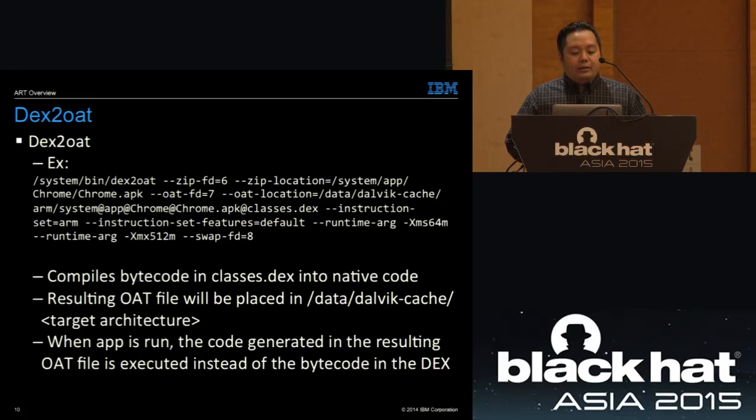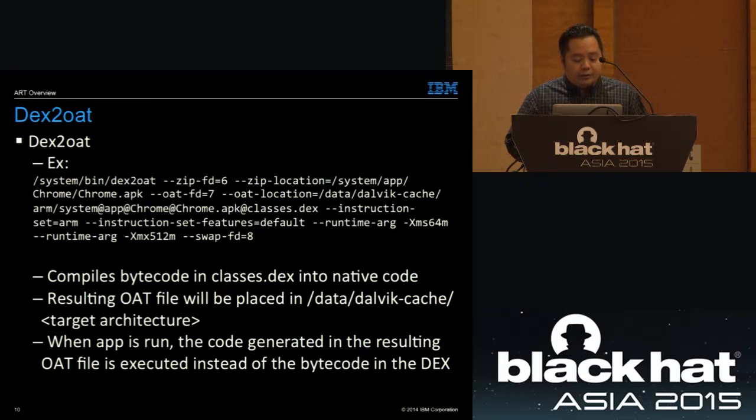So ART does all this using a program called dex2oat, which you can find in the system bin directory. This tool will compile the bytecode in classes.dex, which can be found inside your application package or in one of the framework jar files. It will compile this classes.dex into native code.